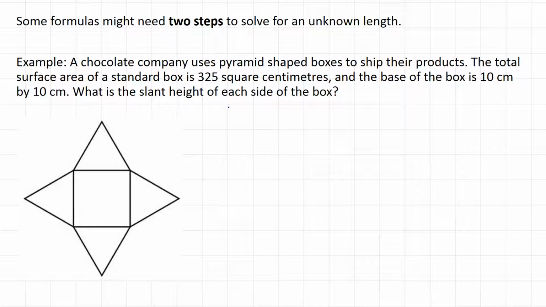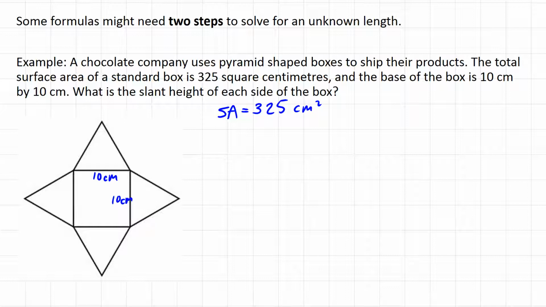So that's the first number I've encountered. It's probably going to be important, so I'm just going to write it out so I don't forget about it. 325 square centimeters, and the base of the box is 10 centimeters by 10 centimeters. So on my picture of the net, I can write 10 centimeters by 10 centimeters here on the square base sides.